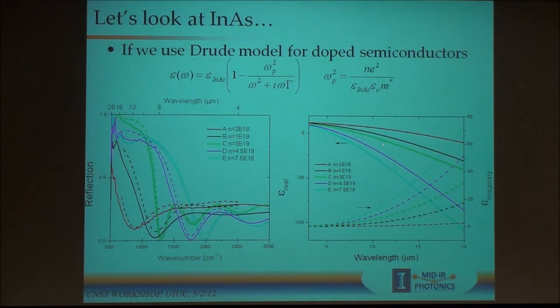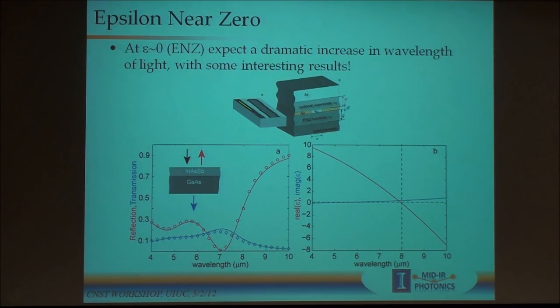And what you can see for these 5 different films is that we can change the plasma frequency, the frequency at which our epsilon real goes negative. We can shift that all the way from 15 microns down to 5 microns. So across a good portion of the mid-IR, we can effectively design metals that we're able to grow epitaxially, single crystal, and we're able to engineer the optical properties of these metals. Okay, so what can we do with that?